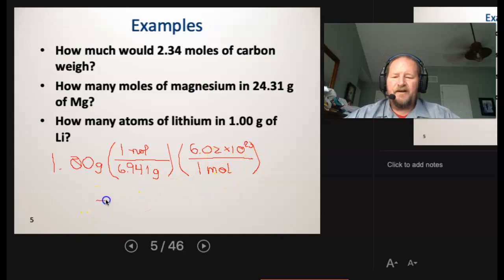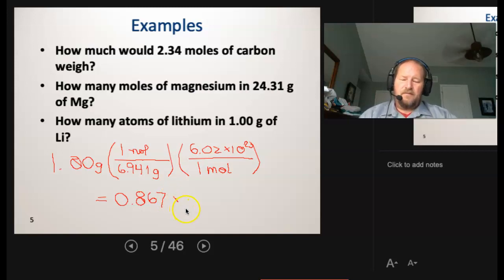Atoms. Now I run that through my calculator. So I'm going to take 1 divided by 6.941, multiply that by 6.02, and I get 0.867 times 10 to the 23rd.